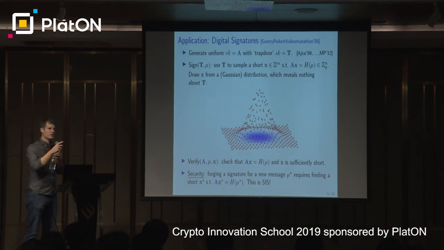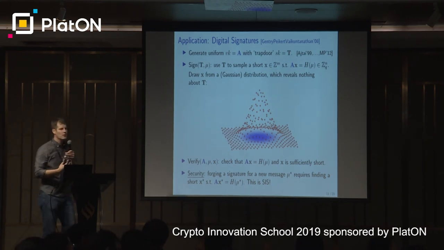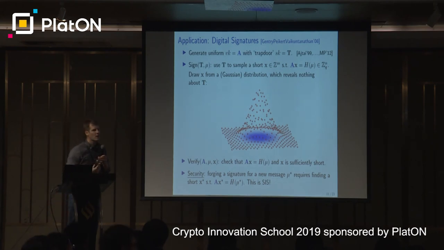Was there another question over here? Yes. What is the connection between using the trapdoor T to sample a short x and drawing x from this distribution?